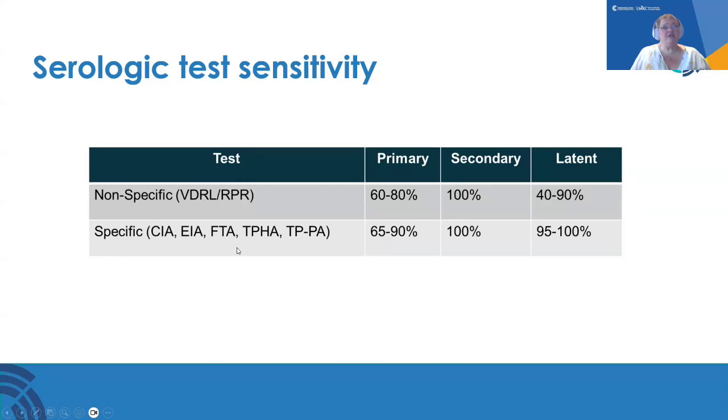Now, looking at the specific test, you still have that window period in the very beginning. It takes time for that antibody to be created in the bloodstream and then also be detected by the test. So you still have to do the duck theory. If it looks like a duck, treat it like a duck. 100% of the time, it's going to be positive if they have the secondary symptoms. And you can see the big difference is really in the latent stage. Only 5% of the time does this ever go back down to non-reactive. So you're going to pick up a lot more in that latent stage by screening with the treponemal specific.